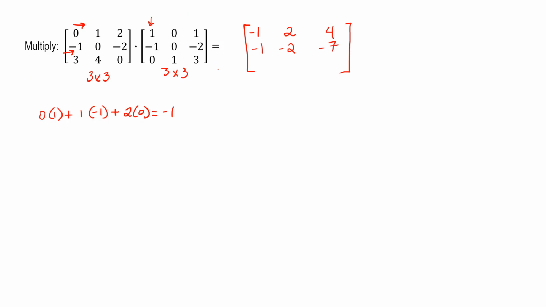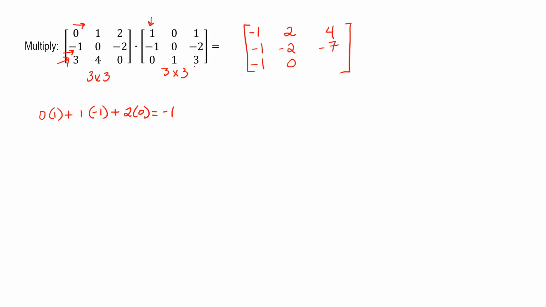Now we have done all the columns for the second row. We'll go ahead and do the third row. So third row, 3 times 1 is 3, 4 times negative 1 is negative 4, 0 times 0 is 0, so you've just got 3 minus 4 is negative 1. Move on to the second column, 3, 4, 0 times 0, 0, 1. You've got 0 plus 0 plus 0 is 0.